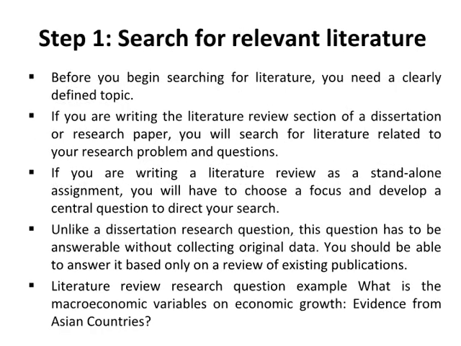Search for relevant literature. Before you begin searching for literature, you need a clearly defined topic. If you are writing the literature review section of a dissertation or research paper, you will search for literature related to your research problem and questions. If you are writing a literature review as a standalone assignment, you will have to choose a focus and develop a central question to direct your search. Unlike a dissertation research question, this question has to be answerable without collecting original data. You should be able to answer it based only on a review of existing publications.